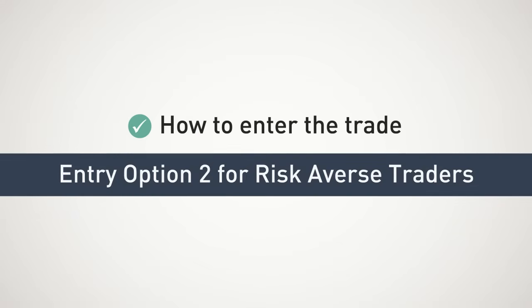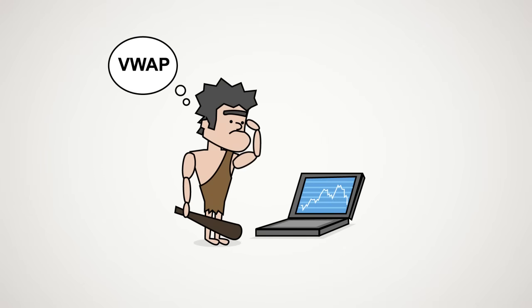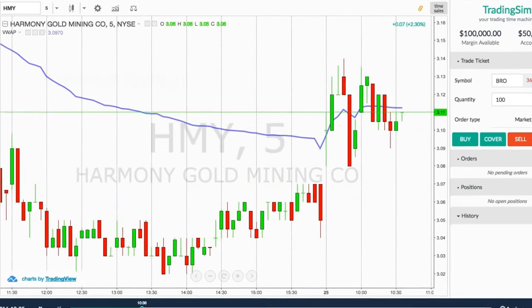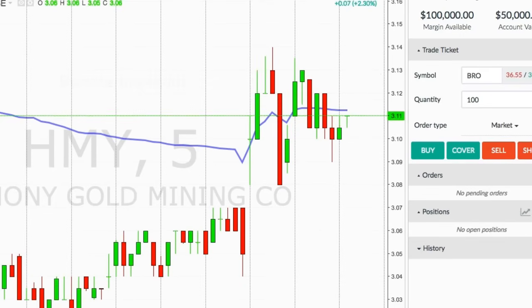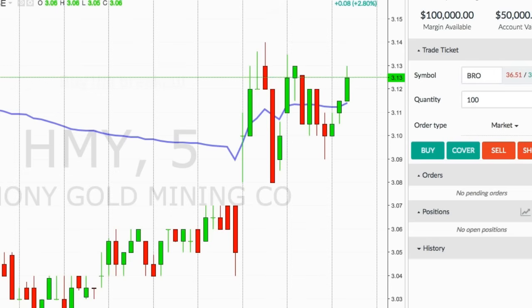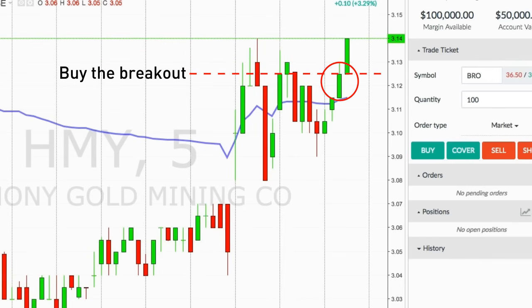Entry option 2 for the risk-averse traders. The second option is recommended for traders that are new to the VWAP indicator. Essentially, you wait for the stock to test the VWAP to the downside. Next, you'll want to look for the stock to close above the VWAP. You will then place your buy order above the high of the first candle that closed above the VWAP.